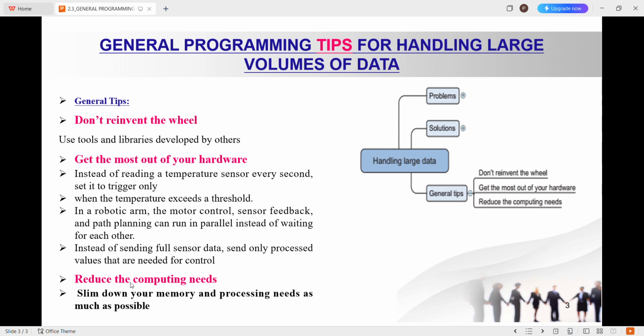The third concept is reducing the computing needs, which is one of the essential steps that is required. Here, we have to slim down the memory use of the computer and its processing needs as much as possible, so that large volumes of data can be handled effectively.